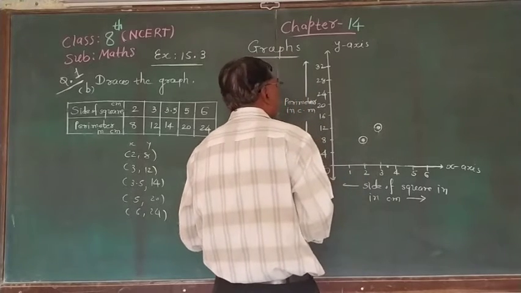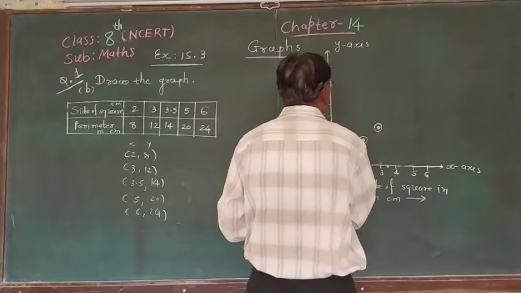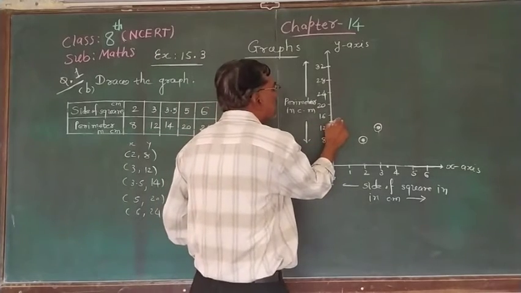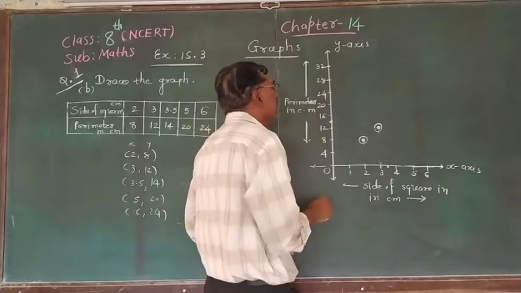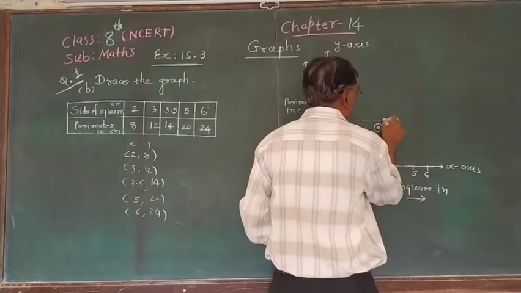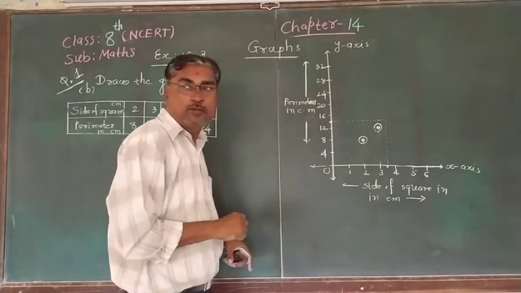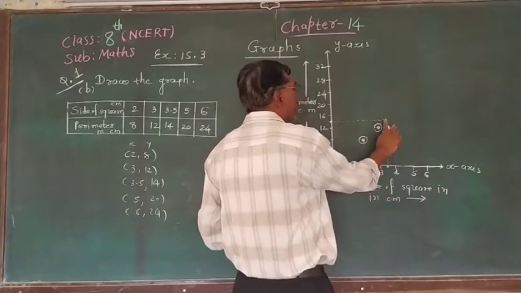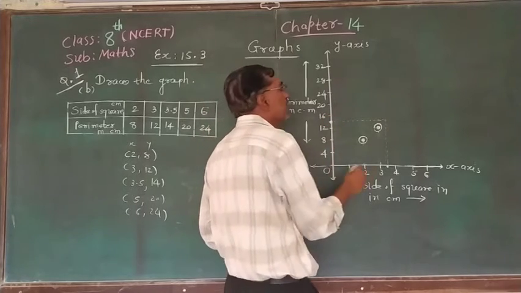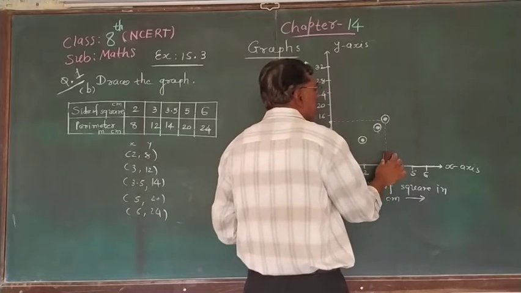Okay, so where will 14 be? 4, 8, 12, 16. So in between here, 14 will be considered. 14 will be here. This is 14, between 12 and 16. So 3.5. If we draw a dotted line, then no problem. This is 3.5 and this is 14. 14 will be obtained between 12 and 16. So plot this point, and remove this line now.